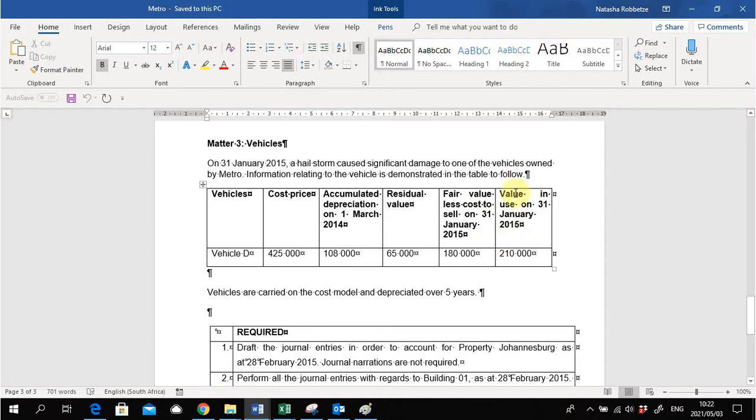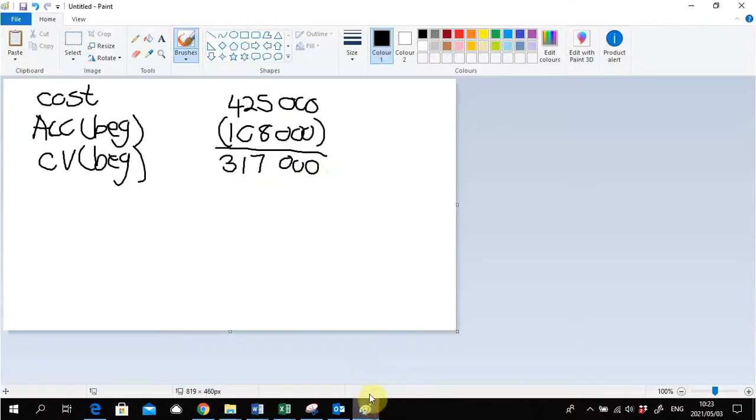And of course, we need to take the higher one of the two, which will be this 210. But we cannot compare this 210 on the 31st of January with a carry value at 1 March 2014. So we first need to go and measure depreciation on this asset. Right, so to measure the depreciation, we will have to measure from 1 March of the previous year to 31st of January 2015. And that is 11 months.